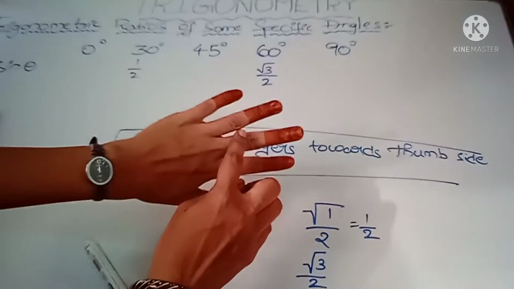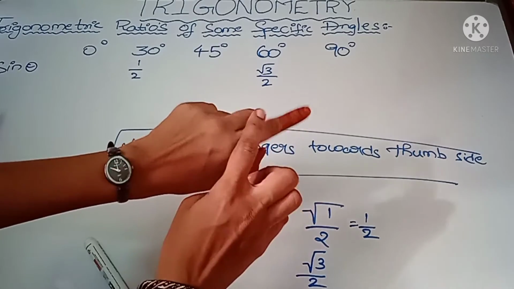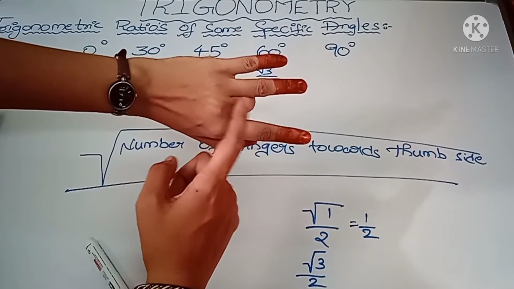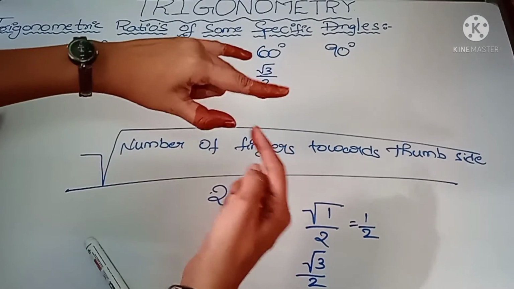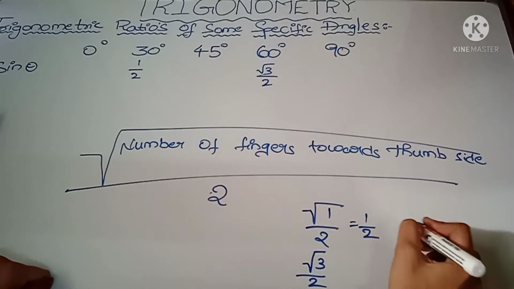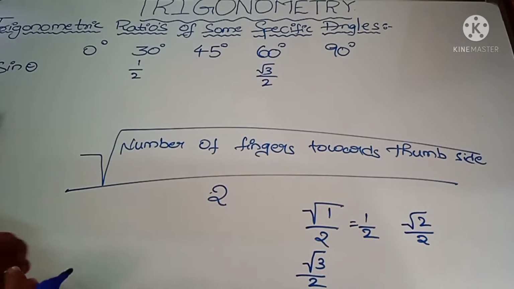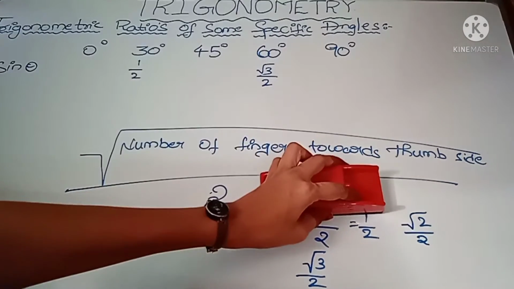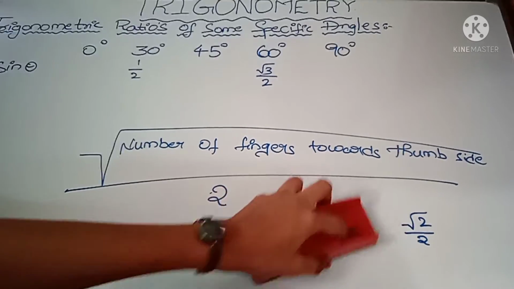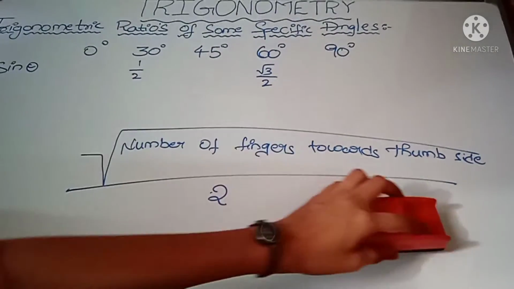Next, sine 45. 0, 30, 45. Fold this finger. How many fingers are there towards the thumb side? 1 and 2. Only 2 fingers are there. So, root 2 by 2. This is not the actual value of sine 45. To know the actual value of sine 45, we need to simplify this root 2 by 2.